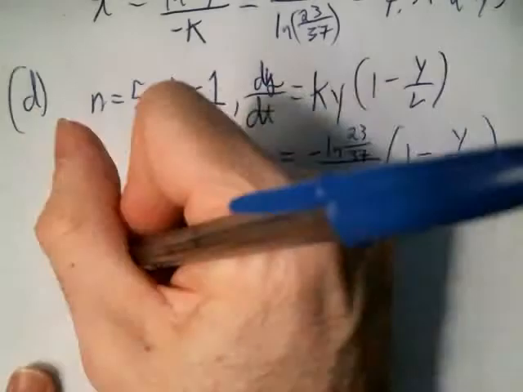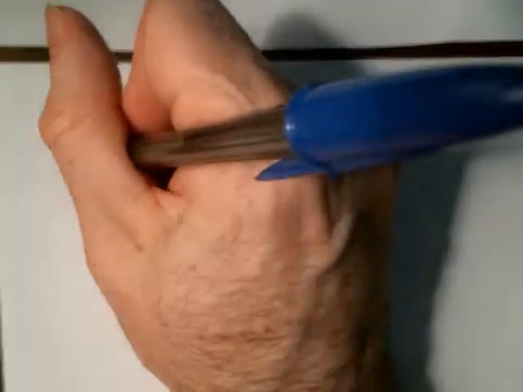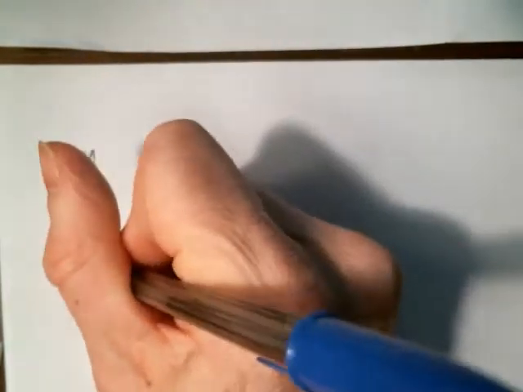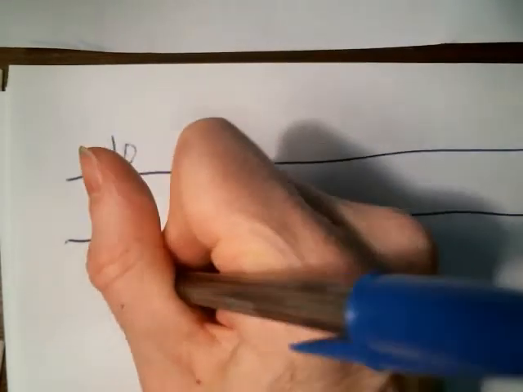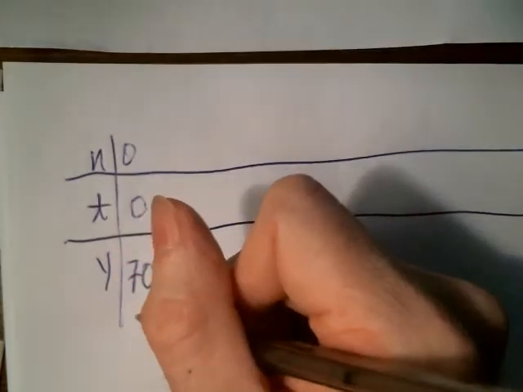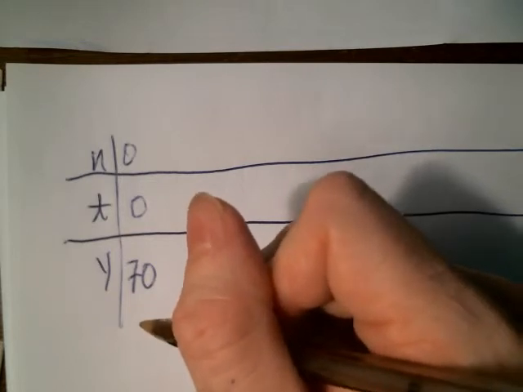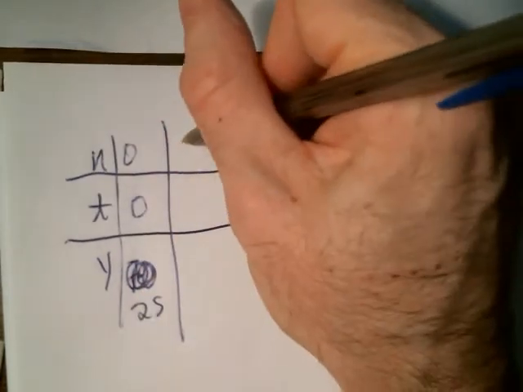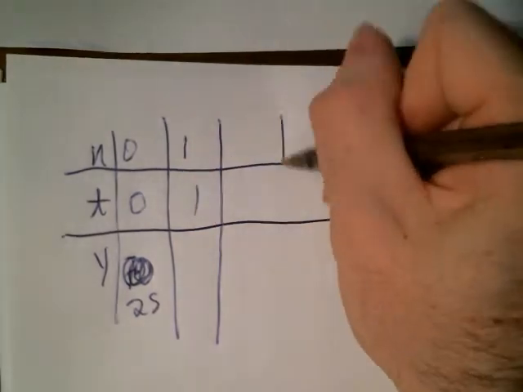Okay, so we do a chart. I'm going to give myself a little bit more room for this. And we have our n, we need t, and then we need y, the number of zombies. This is Euler's method. I'm starting at 0, and at time 0 we have, how many did I say? 25 zombies. Oops, sorry about that. And then we want to go to 5, and our increment value, or h value, is 1. So we can go ahead and fill that in.